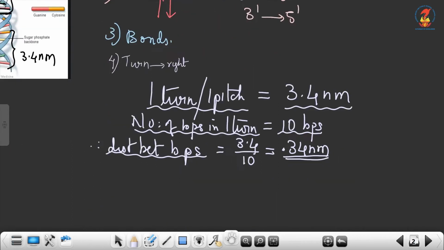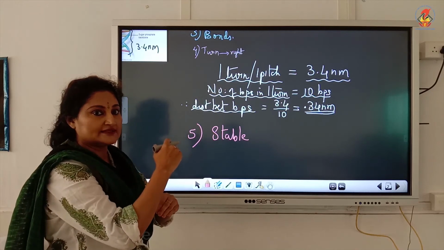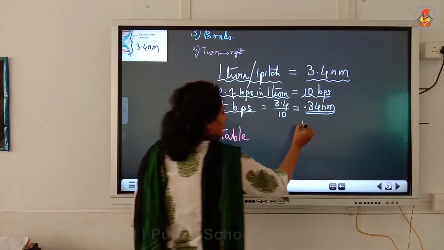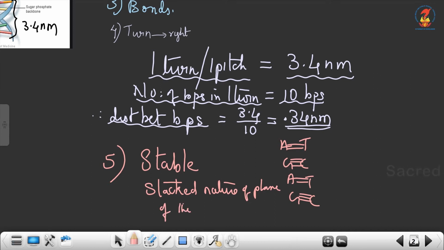And lastly, the fifth point, as told by Watson and Crick, is the stability of the DNA. DNA is very, very stable. When compared to RNA, DNA is very stable, and according to Watson and Crick, the stability is due to the stacked nature of the planes of the base pairs. See, A, T, G, C, A, T, G, C. Look at the way they are stacked one above the other. So, the stacked nature of the planes of the base pairs confers the stability.